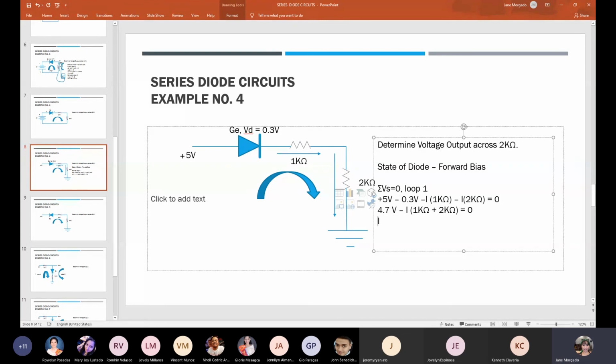Therefore current is equal to... Pag nilipat natin to to the other side, it becomes positive. Tama ba? Okay. So therefore, current is equal to 4.7 volts divided by 1K plus 2K. 1 plus 2 is 3.